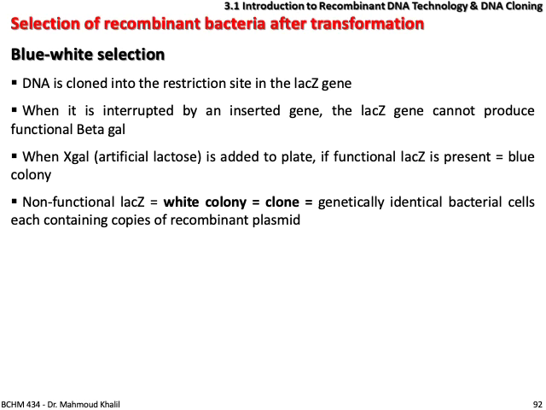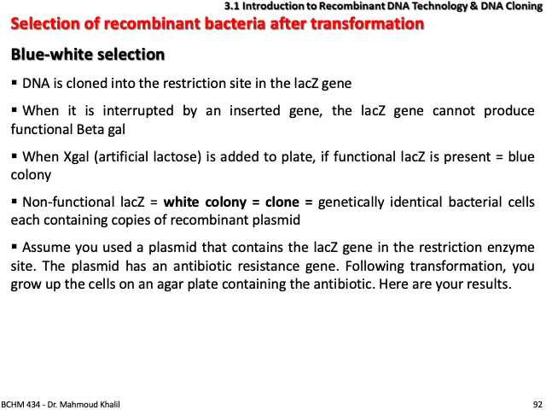These are genetically identical bacterial cells, each containing copies of the recombinant plasmid. To summarize, if I have a bacterium that gives me a white color, that means it has taken up the recombinant plasmid. If it gives me a blue color, that means it didn't take up the recombinant plasmid.